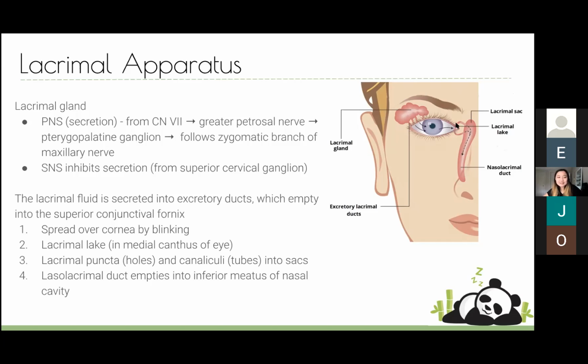That drains into the lacrimal puncta, or the holes, which turn into the canaliculi, or the tubes, into sacs, or the lacrimal sac. And then that goes into your nasolacrimal duct and drains into the inferior meatus of your nasal cavity. And that's why you get snotty when you cry.